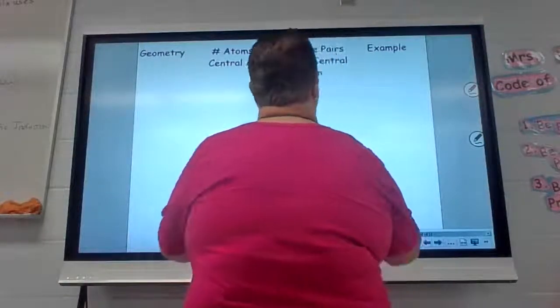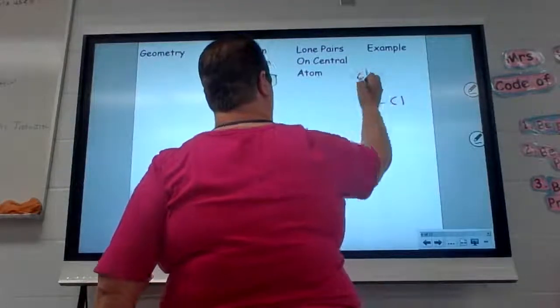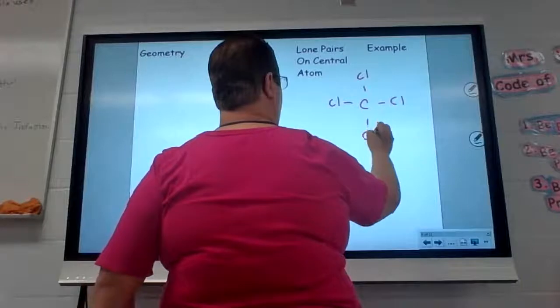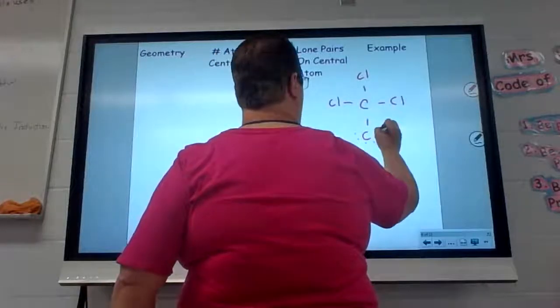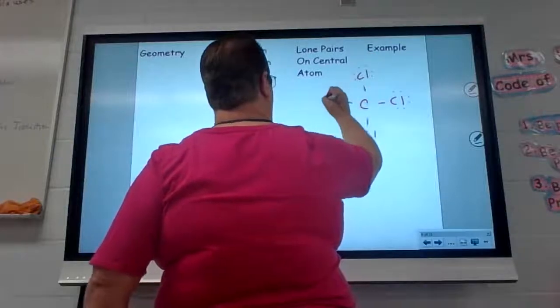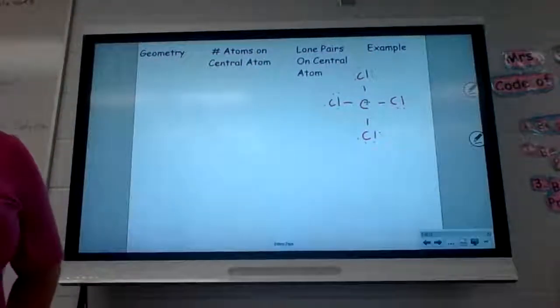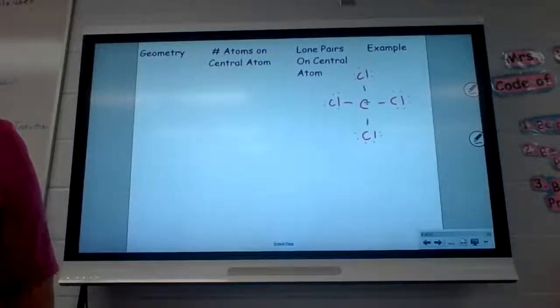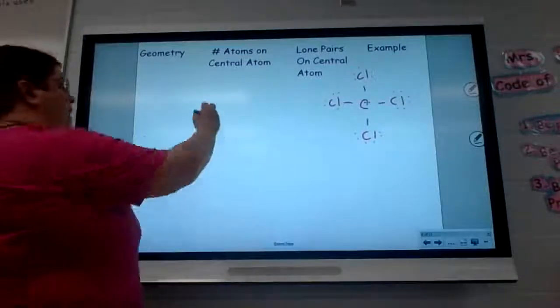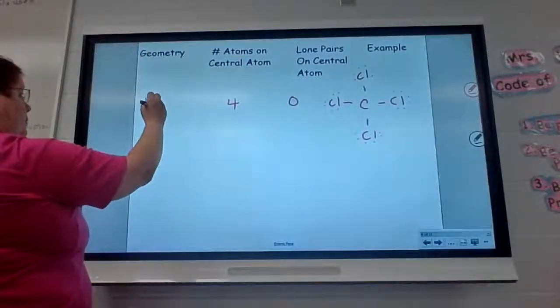All right. So, what if you have... and I have no idea what example I used on the paper. It might have been this one. All right, yeah, CCl4. How many atoms on the central atom? Four. How many lone pairs? Zero. All right, it's tetrahedral.